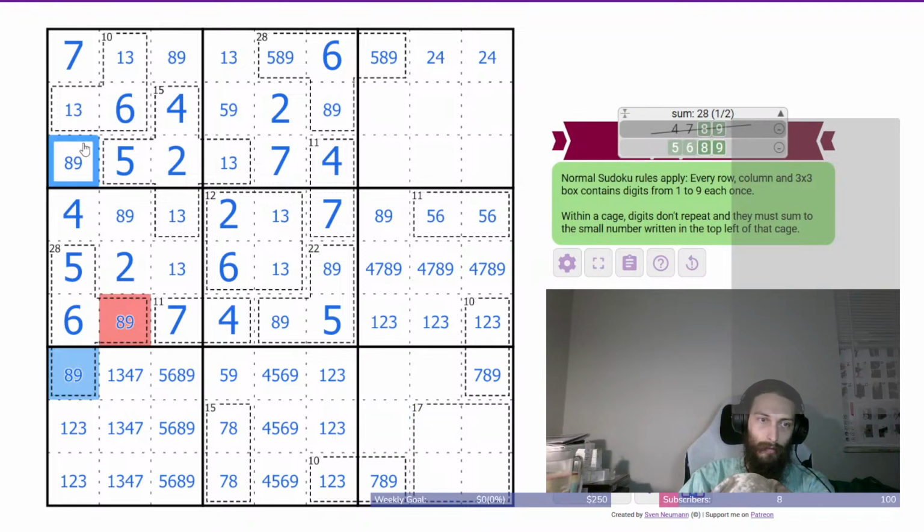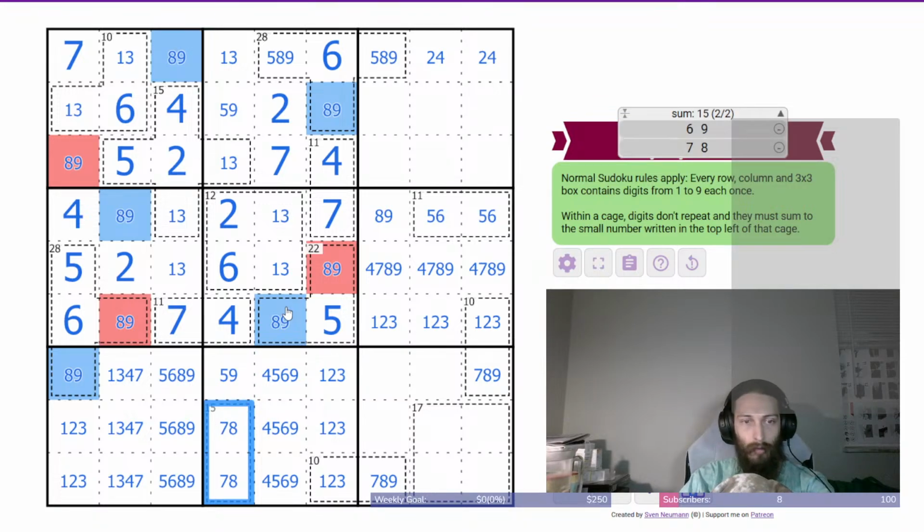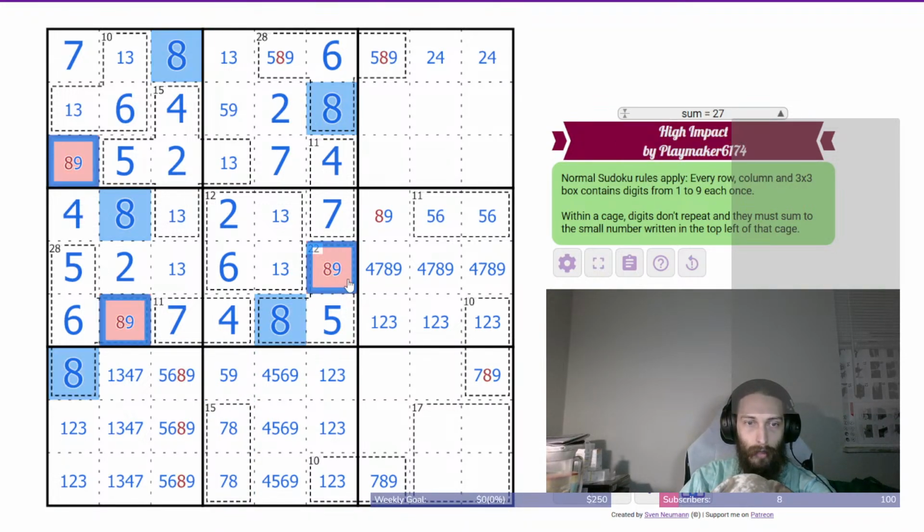This one's red. Also blue. Blue, that one's red. This one's blue. The blue ends up in the 15. Can't be up here. These two. Right. Okay, so blue is 8. Red is 9. That's a 9.